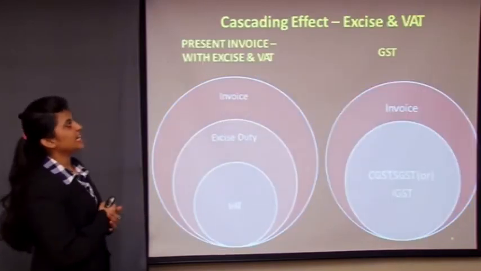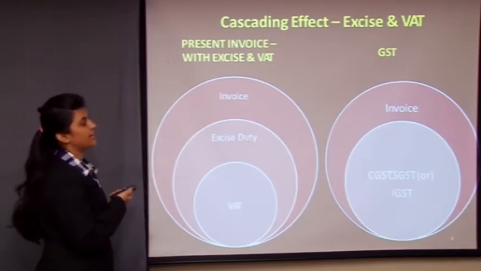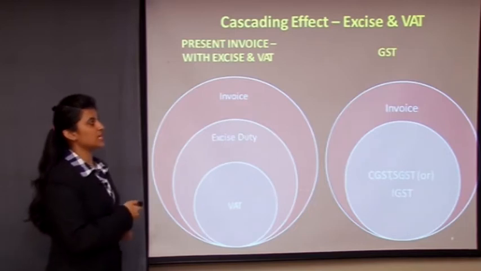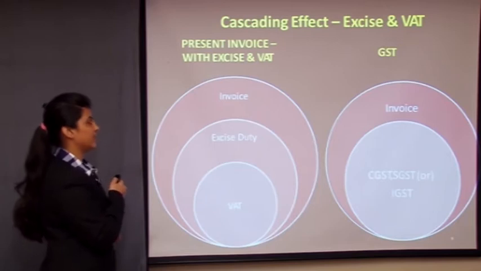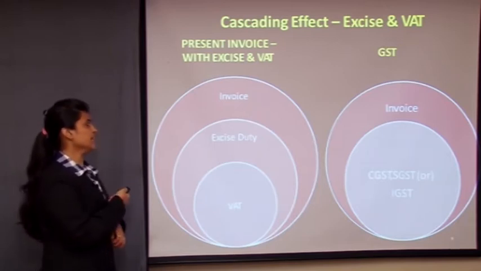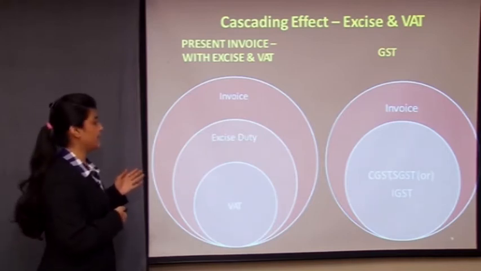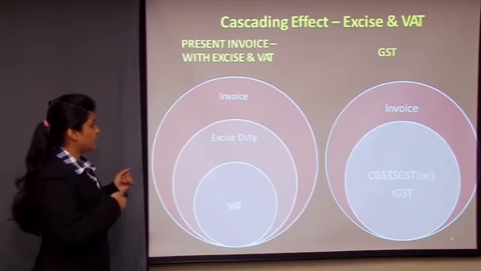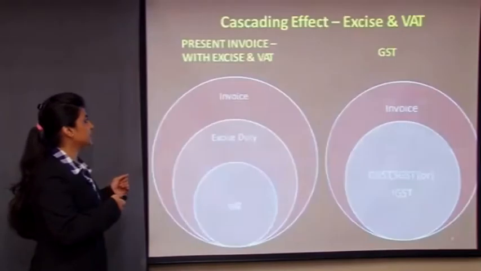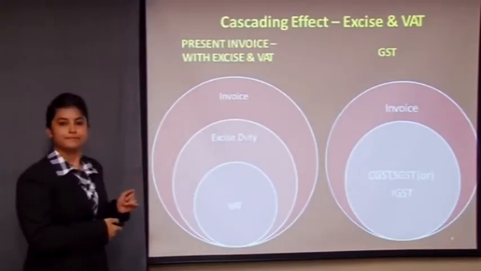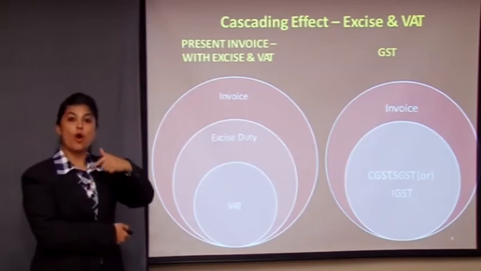Next, cascading effect, excise and VAT. If we talk about excise and VAT, this is the situation producers used to face before. Present invoice with excise and VAT. When the producer is giving the invoice, you have to pay excise duty. Excise duty is paid and then you will pay VAT. On adding both these amounts, you will pay VAT on this additional amount. So again here you are paying tax on tax.